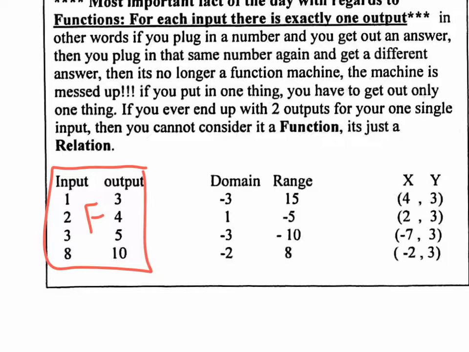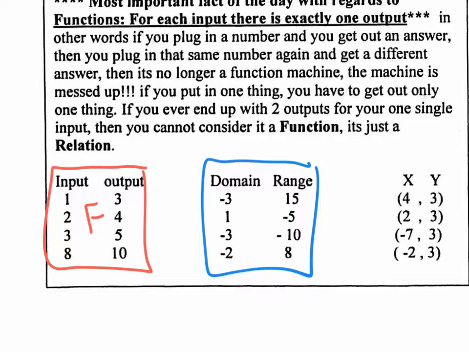So let's take a look at this next one right here. Notice that I changed the words. I call these inputs. It's the same thing as domain. It's the same thing as x values. These are outputs. This is the range. Outputs are the same thing as range, which are the same thing as the y values. So I'm just changing up the vocab on each one of these.